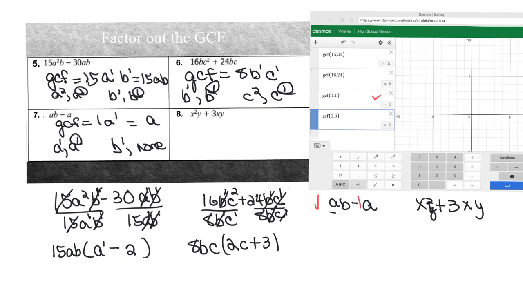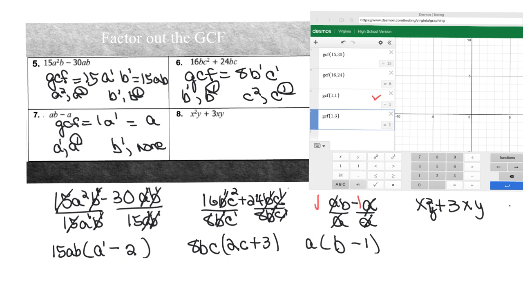I'm going to divide by a, and I put my GCF in front. A's are the same, top and bottom, therefore they are going to cancel out, and it leaves b. A's are the same, top and bottom, and they cancel out to leave 1. So my answer is a times (b minus 1).